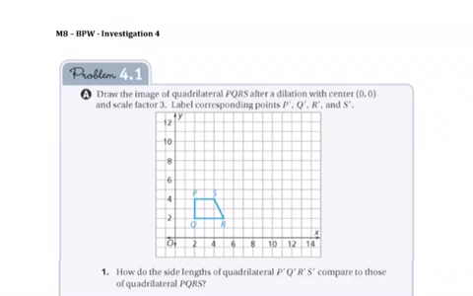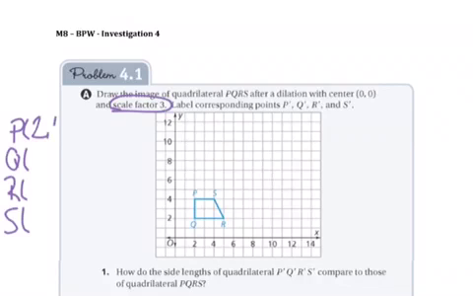So we are going to try to dilate this quadrilateral PQRS with a scale factor of 3. When you start any dilation, you need to first start by writing your originals every time. The coordinate of P I see is 2, 4. Q is 2, 2. R is 5, 2. And S is 4, 4.